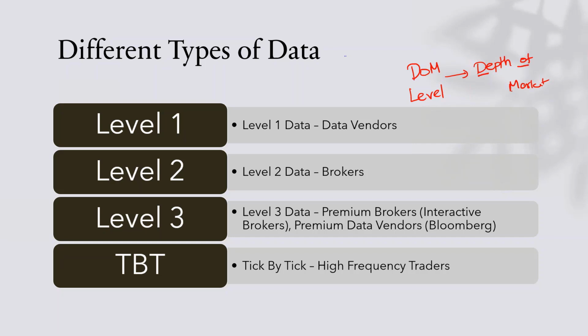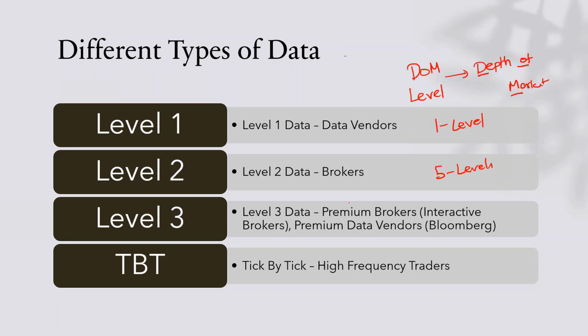That's what it's called as depth of market. That's what it's called as a DOM level. Here we'll be getting up to one level only: top bid, top ask is what we will get. Here I'll be getting up to 5 levels. Top 5 bid and ask levels is what most of the brokers show.